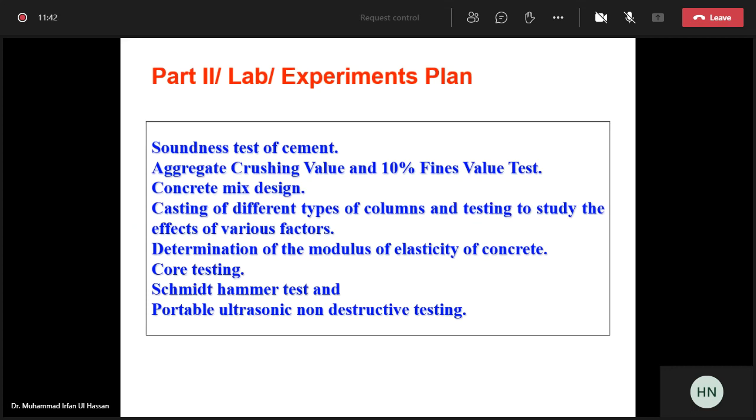And these are the list of the experiments which are to be conducted: soundness of cement and aggregate crushing value. Concrete mix design is one of the lengthy jobs, then the casting of the specimen from the concrete, modulus of elasticity, core testing, Schmidt hammer test, portable ultrasonic pulse velocity, and non-destructive testing. All these tests will be conducted, and in addition, the two theoretical topics will also be explained in the class.